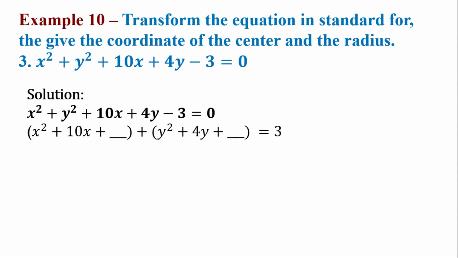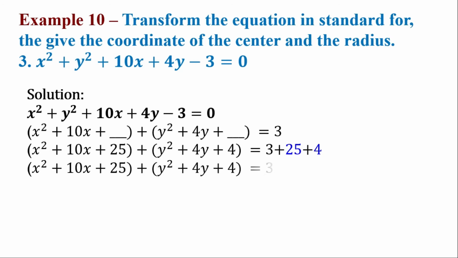So again, let's group this. Pardon me, it should be form. So let's complete the square. 10 divided by 2 is 5. 5 squared is 25. 4 divided by 2 is 2. 2 squared is 4. So plus 25 plus 4.